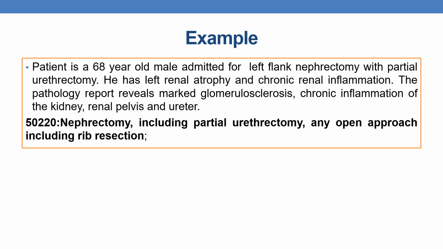Now let us see an example. Patient is a 68-year-old male admitted for left flank nephrectomy with partial urethrectomy. He has renal atrophy and chronic renal inflammation. The pathology reports reveal marked glomerular sclerosis, chronic inflammation of kidney, renal pelvis and urethra. So here the CPT is 50220. Nephrectomy including partial urethrectomy, any open approach including rib resection.